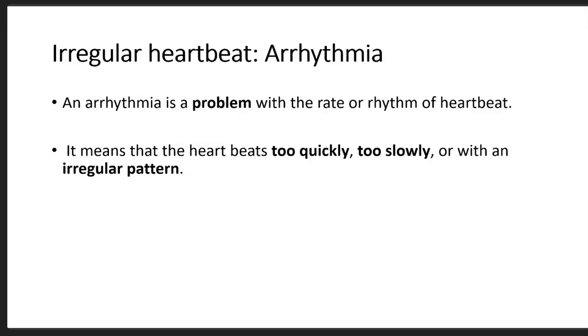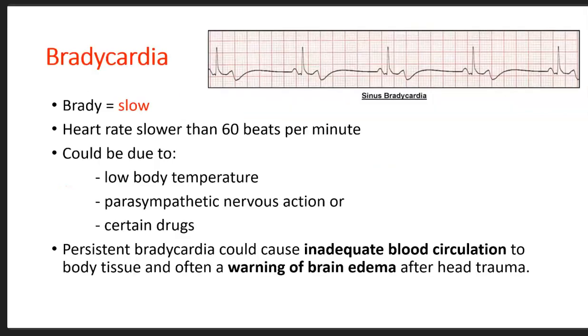Okay, so next is irregular heartbeat or arrhythmia. Arrhythmia is a problem where the rate or rhythm of the heart, a problem with the heart rate or heartbeat. So it means that the heart either beats too quickly, really fast, too slowly, or with irregular pattern. So we have two conditions here: bradycardia, which is referring to the slow heart rate. Brady, slow.